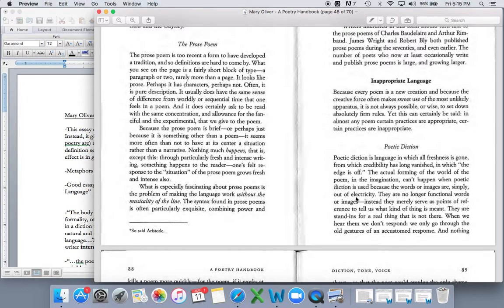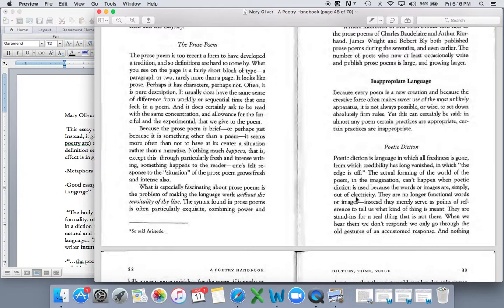By poetic diction, she means long-standing, cliche language that used to show up in poems hundreds of years ago and just isn't suitable for a contemporary audience. They've been used. They don't have that power, what she said about the spring releasing its energy. They don't have that same effect because they've been overused, and that's what cliche really is.